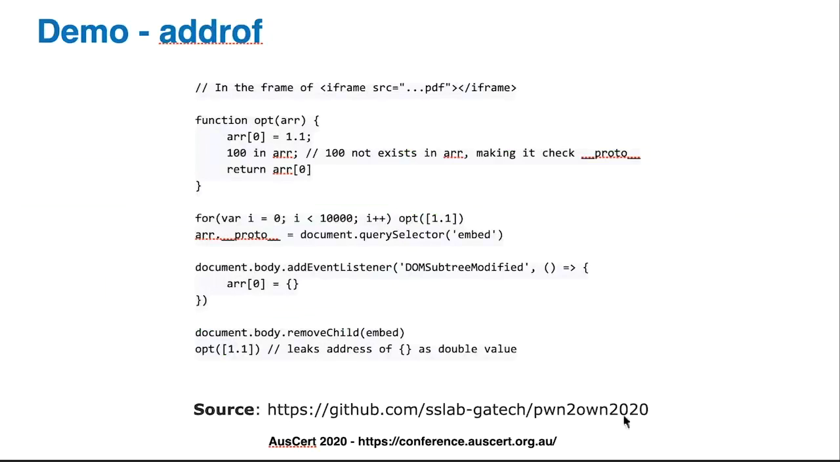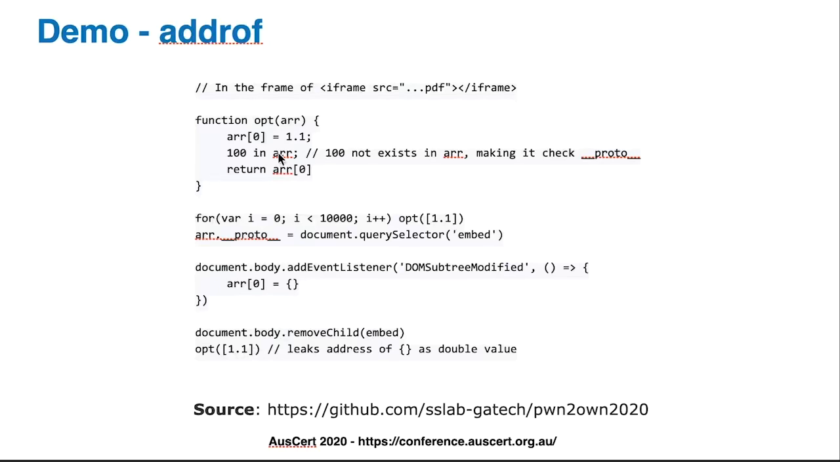On to 2020, I highly recommend that you check out the write-up here. The way this works is that it defines a function which calls the in operator on an array. The in operator returns true if the specified property is found in the object or in its prototype chain. Then it calls this function several times, which triggers optimization. By optimization, it makes some kind of type assumptions on this object. Then it assigns the proto object to the embed element, adds an event listener for the event DOMSubtreeModified, and then removes the embed elements. Finally, it calls this function.